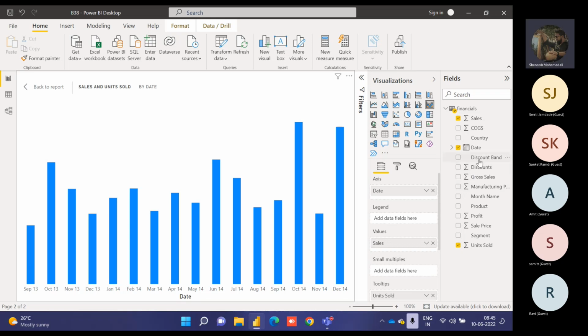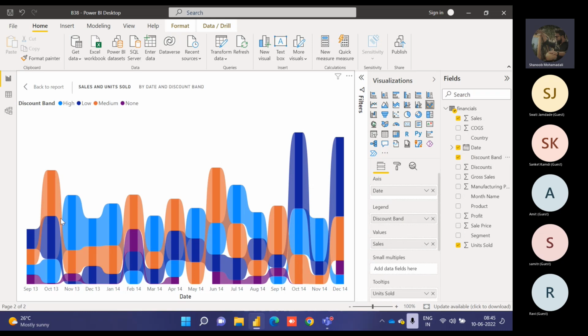All right. So let's take the discount band here. Now let's see why we call it a ribbon chart and what is the use of it. If you see here, the dark portioned areas are the actual values. So why do we have the shaded areas which connect all the bars?